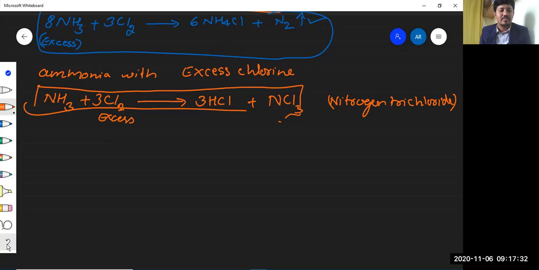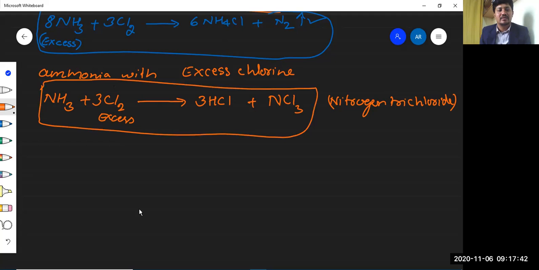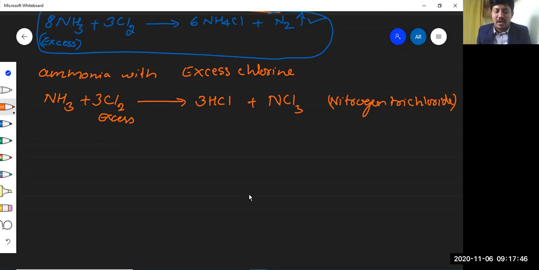for the reaction of ammonia with excess of chlorine. So that is the point you have to remember. Now let us talk about the observations. What observations can we observe?